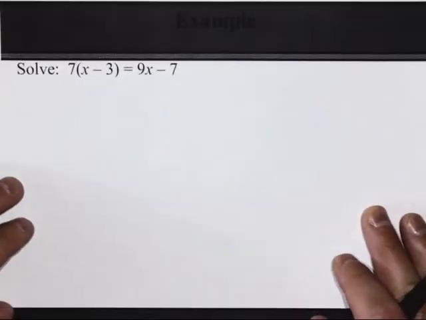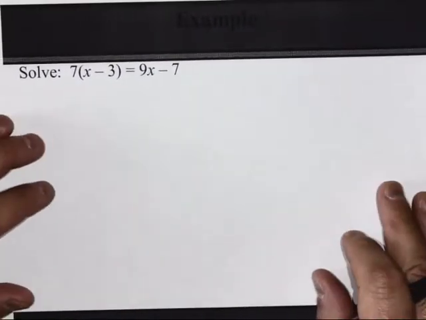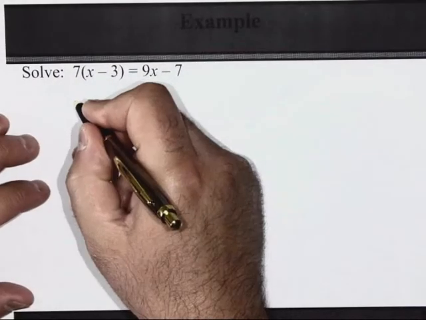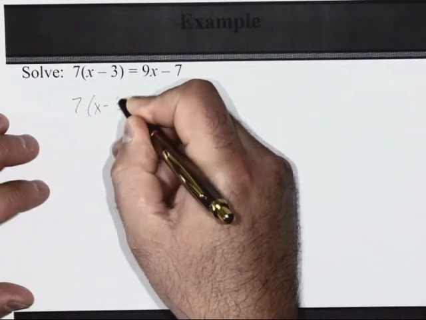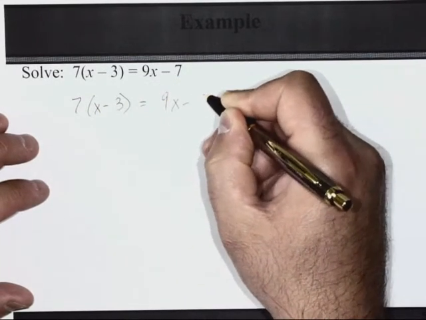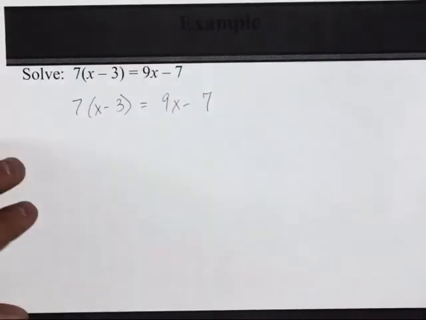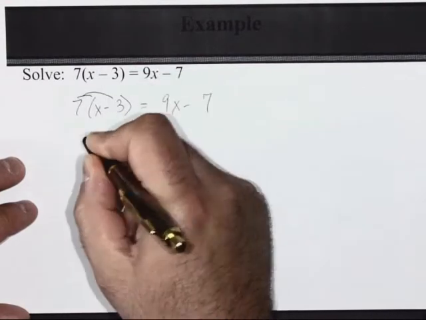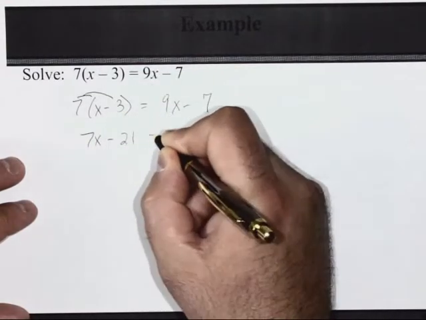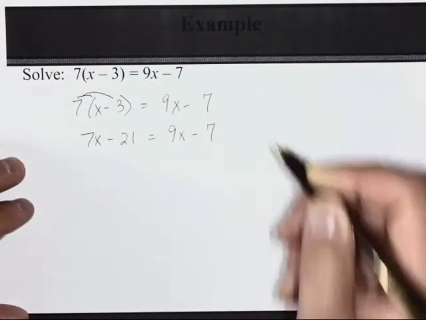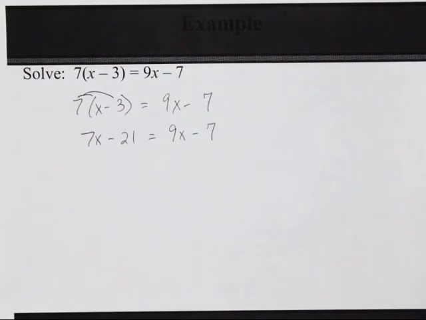Alright, let's get another example here. We want to simplify first, so we want to distribute that 7. So 7x minus 21 equals 9x minus 7. Okay, so that's the simplifying part.